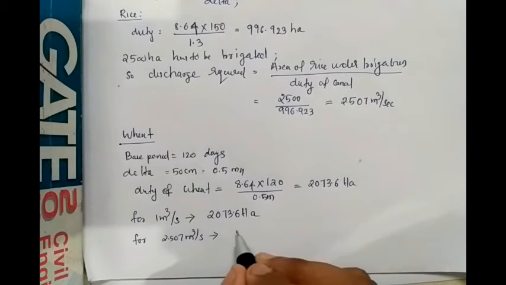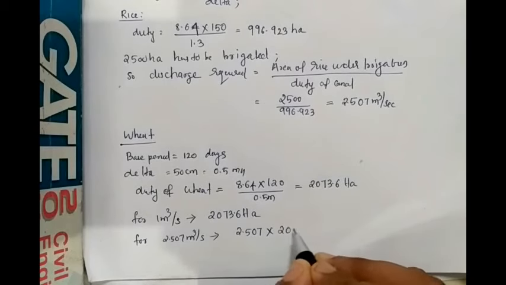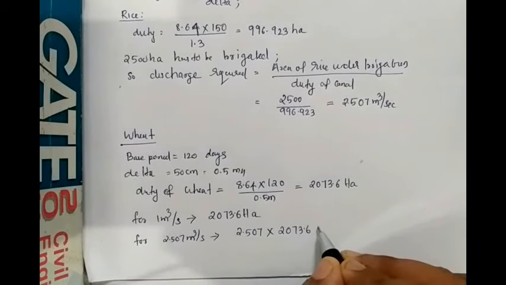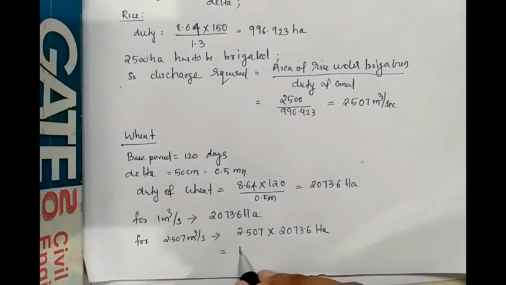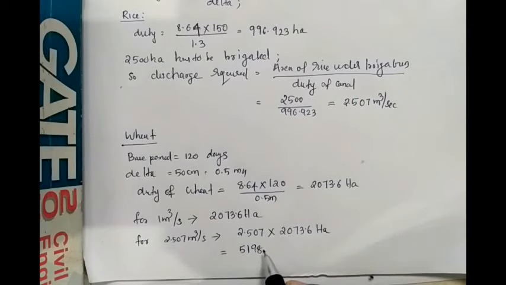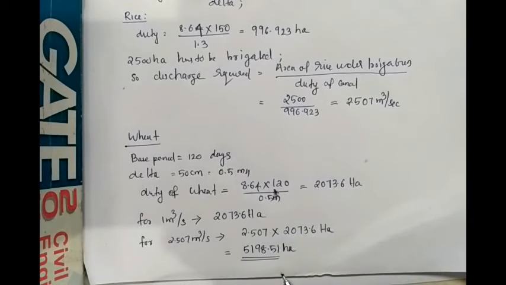The value is 2.507 into 2073.6 hectares, and you will get 5198.51 hectares. This is the answer, and if you write this answer for the question, you will get full marks.